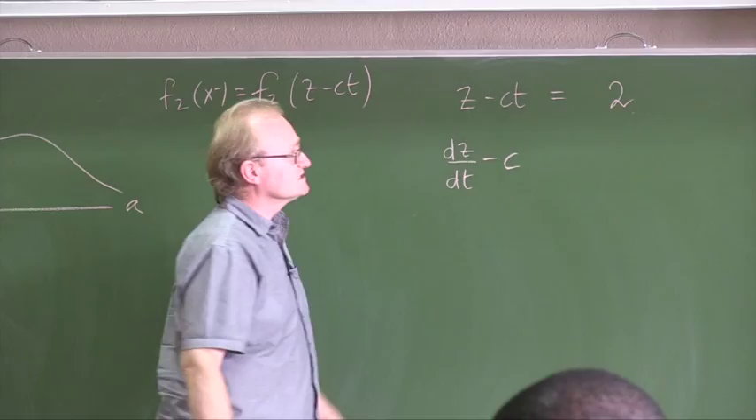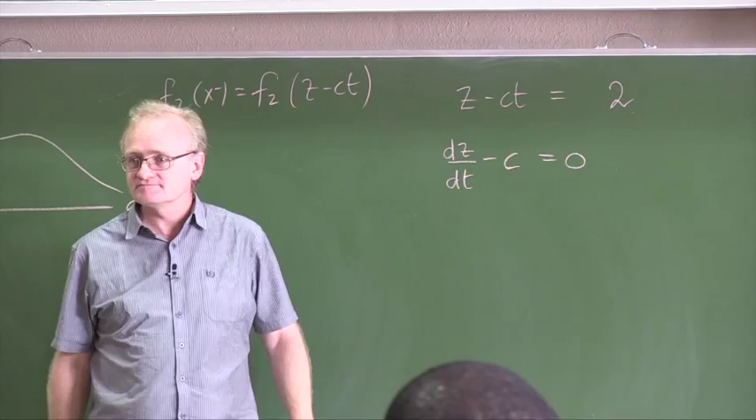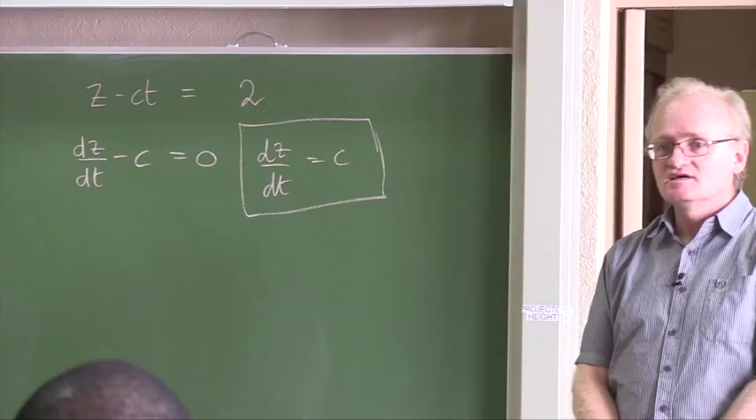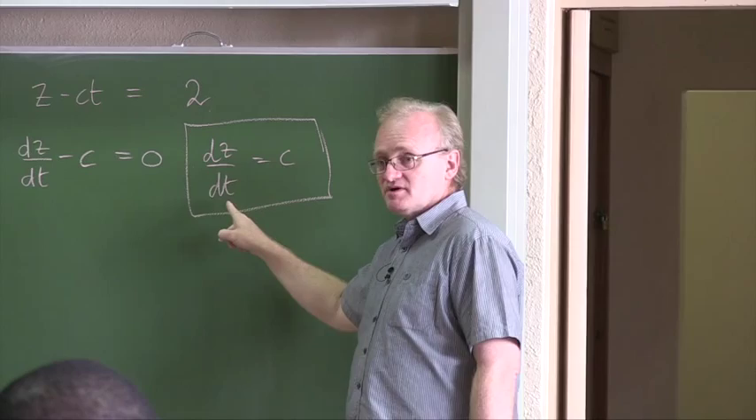Minus c dt/dt is just 1. That's equal to 0. So if I now solve, dz/dt is equal to c. So how fast do I have to move to keep up with the wave? The speed of light. So this is a wave that's moving at the speed of light. In which direction is it moving? In the positive z direction.